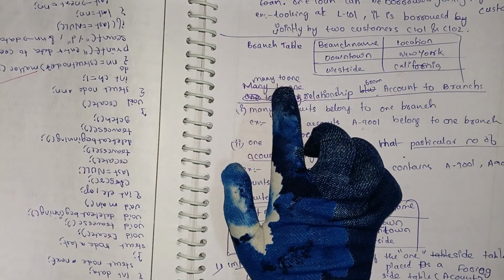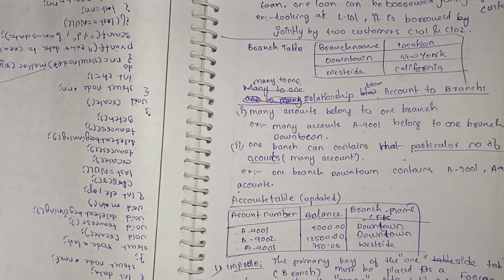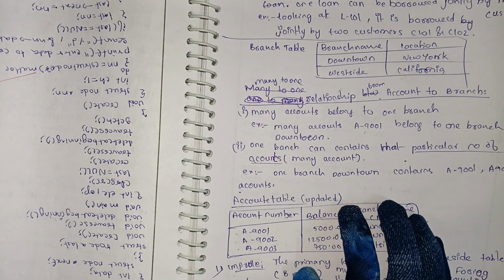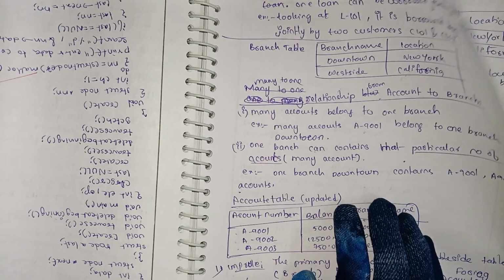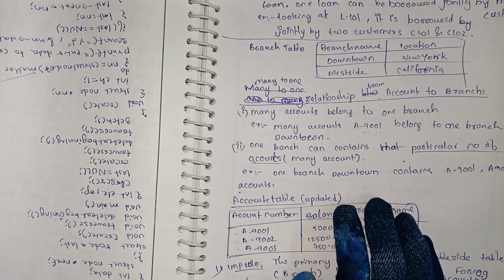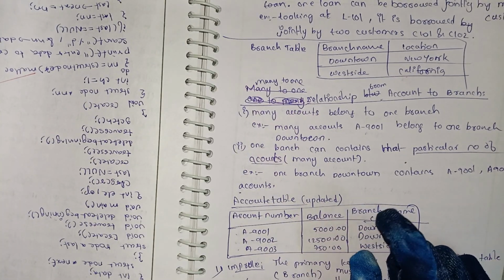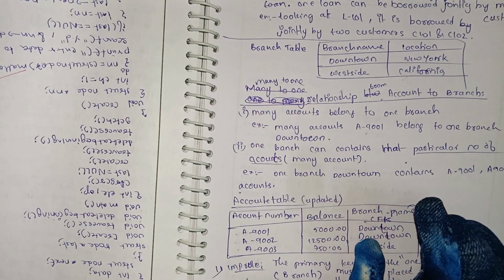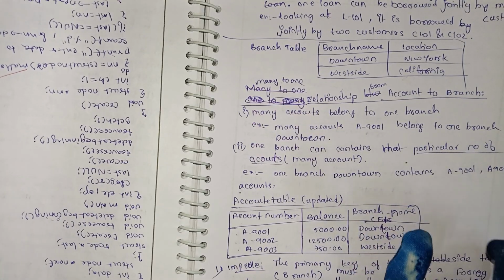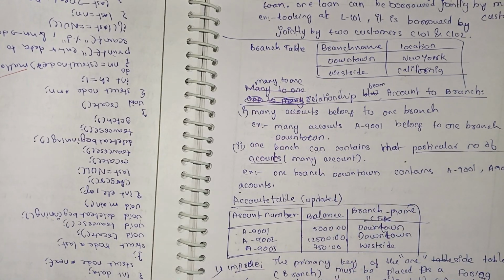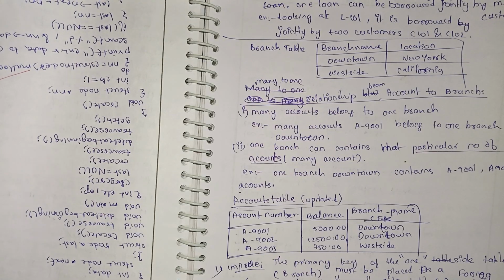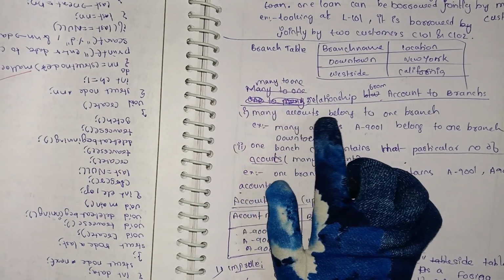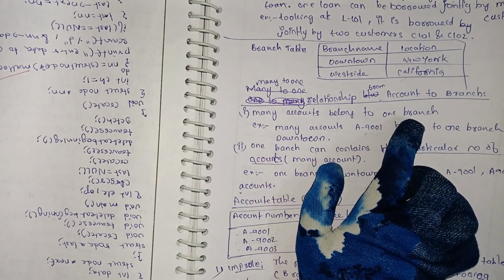So how is many to one established? We already know the definition of a many to one relationship. Each row in the first table relates to exactly one row in the second table, and each row in the second table relates to multiple rows in the first table. So many accounts belong to one branch.